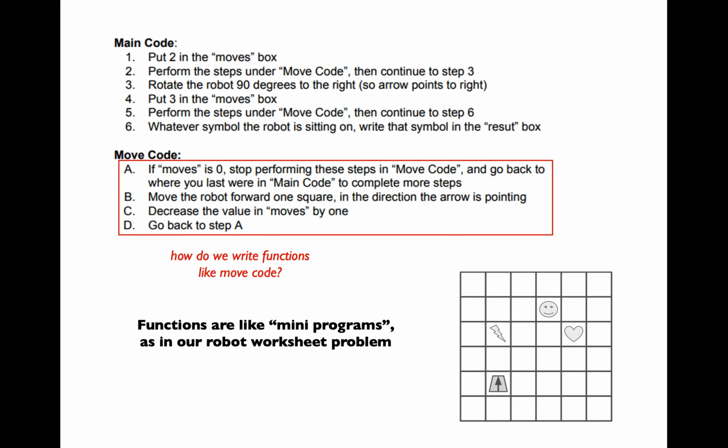I'm going to go back to the robot problem which we covered as part of the pseudocode lecture. Recall that we had a very dumb robot which was just capable of moving one step at a time. Then we created move code which enables the robot to move n steps where n is provided as input to move code. Today's lecture is going to be about writing functions like move code in Python.